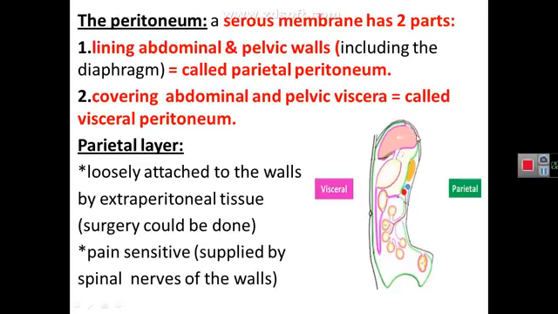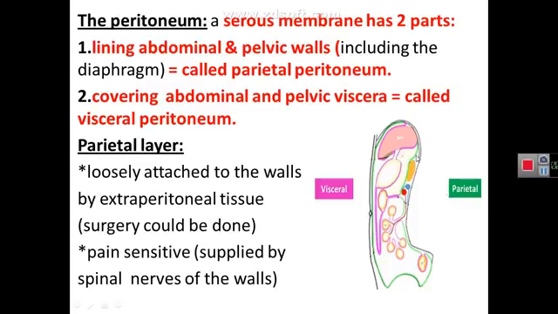Here, this is the diaphragm, and here is the pelvis. This is the anterior abdominal wall. This is the abdomen, and there must be here the posterior abdominal wall or vertebra. From this diagram, you can see that the membrane of the peritoneum is divided into two parts.